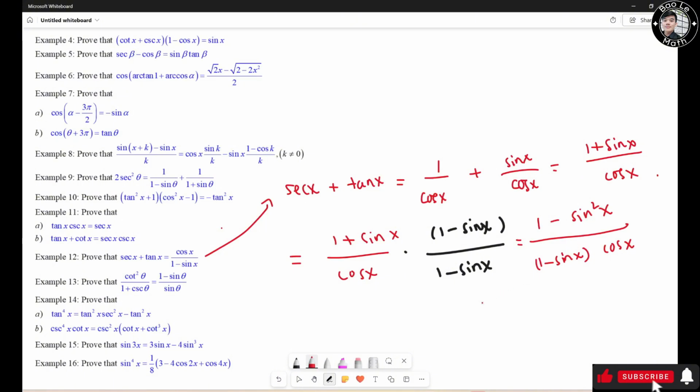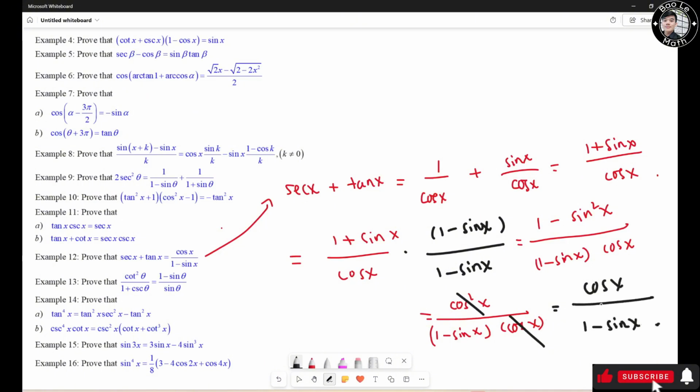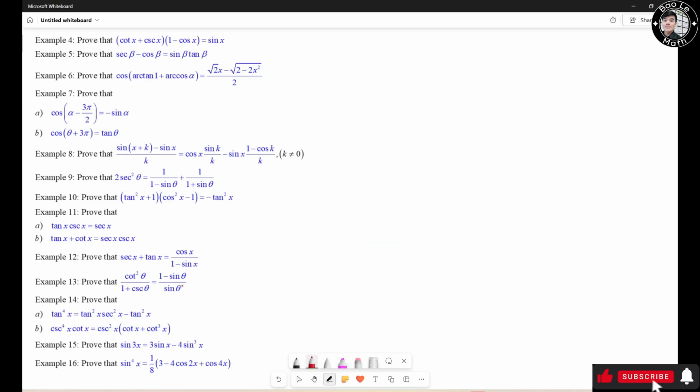Now 1 minus sine square of s is going to be cosine square of s, right? Over 1 minus sine s times cosine s, right? Now cosine square of s and this one cancel out, right? So I have cosine of s on the top and the bottom should be 1 minus sine of s, right? So this formula has been proved. Now let's move on to example number 13.